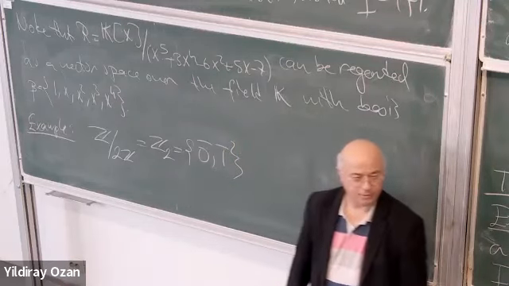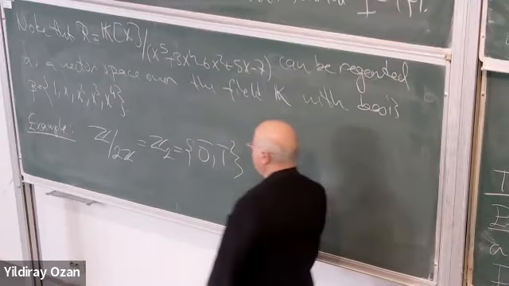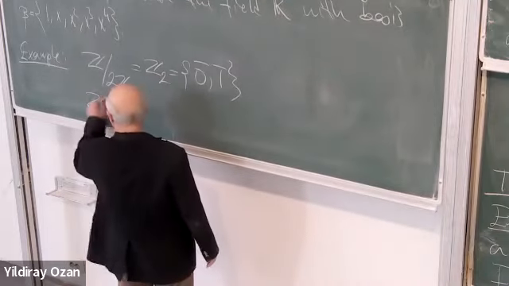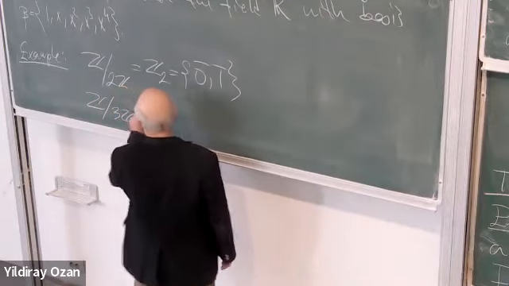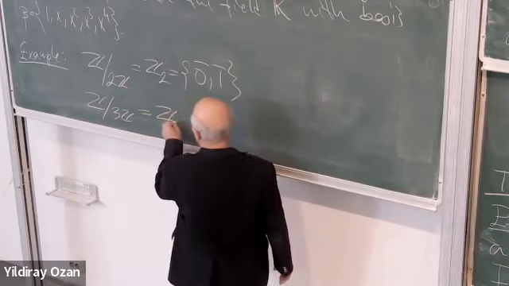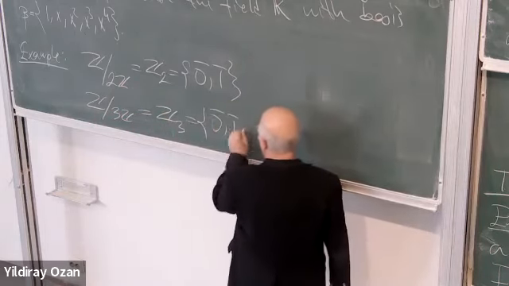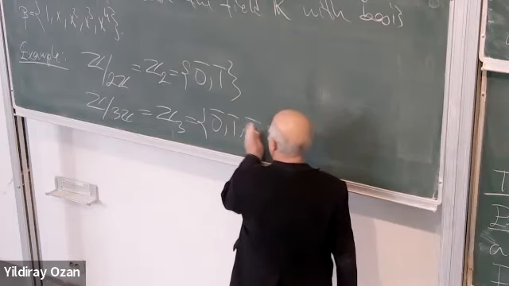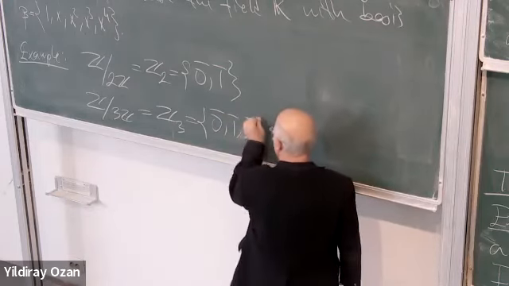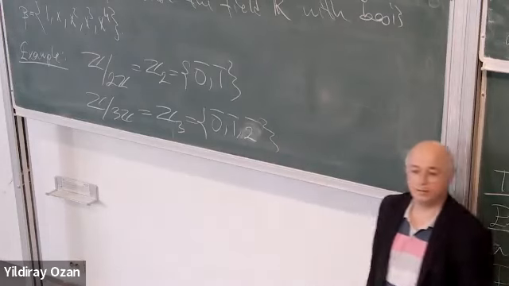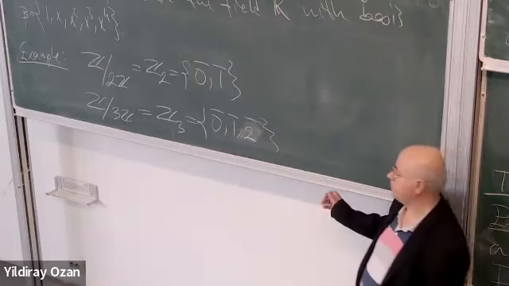What about Z divided by 3Z? This is Z3, right? And it has 3 elements: 0, 1, 2. Right?